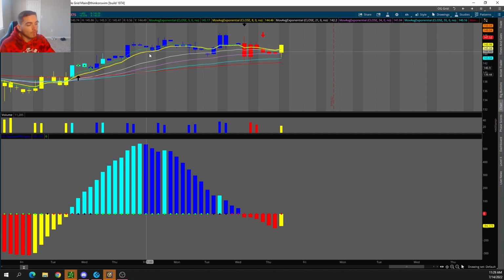So typically, if we're getting a squeeze, whether it be yellow momentum or light blue momentum, and the stock is above all of these moving averages, so all of them are stacked to the upside, the odds of this squeeze firing up are very, very high.